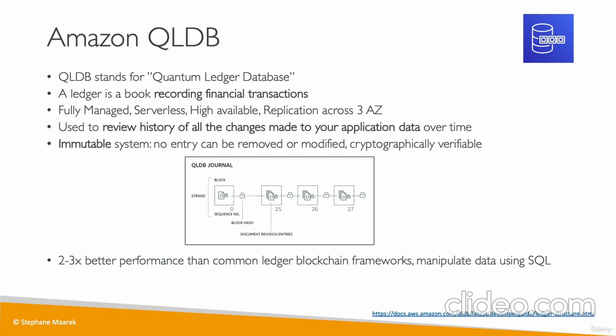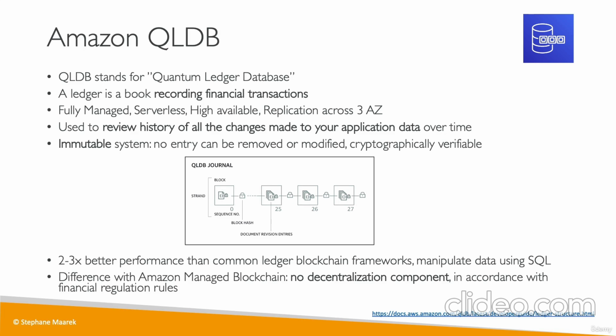So you get 2 to 3 times better performance than common ledger blockchain frameworks. And also you can manipulate data using SQL. Now, as you'll see in the next lecture, there's also another database technology called Amazon Managed Blockchain. But the difference between QLDB and Managed Blockchain is that with QLDB, there is no concept of decentralization. That means that there's just a central database owned by Amazon that allows you to write this journal, okay? And this is in line with many financial regulation rules.